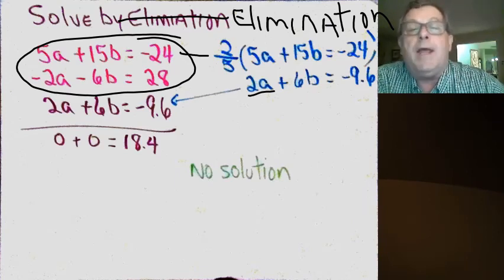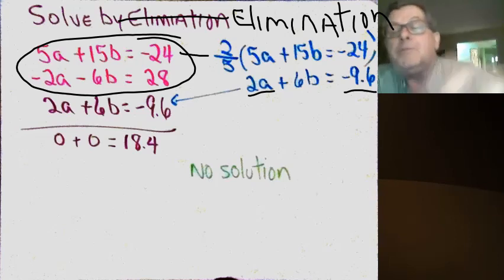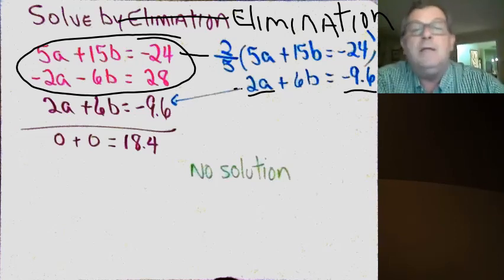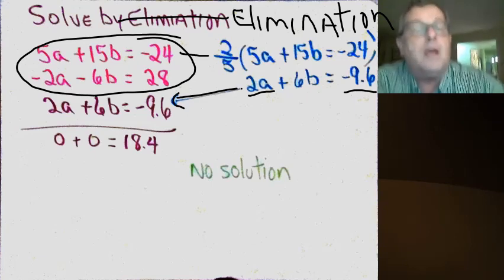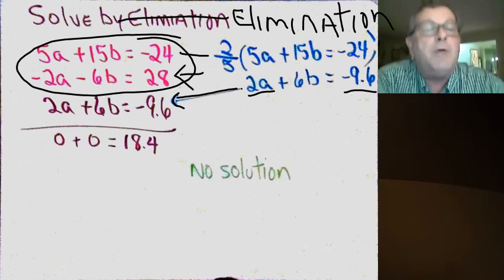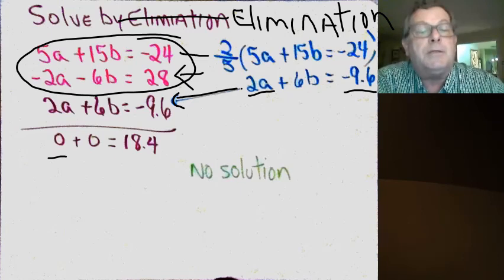And then I take 2/5 times minus 24. 2 times minus 24 is minus 48 over 5. 5 will go into 48 9 times, leaves 3 left over. And so the answer is minus 9.6. So I drop that equation back over here because I am going to add it to this equation. And I got minus 2a plus 2a equals 0, and minus 6b plus 6b is equal to 0.